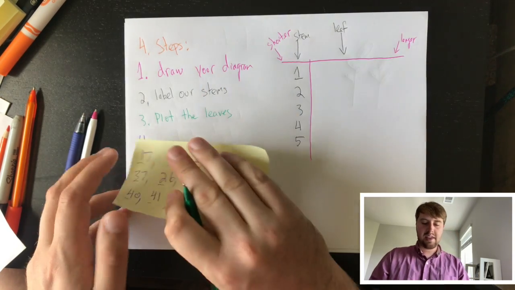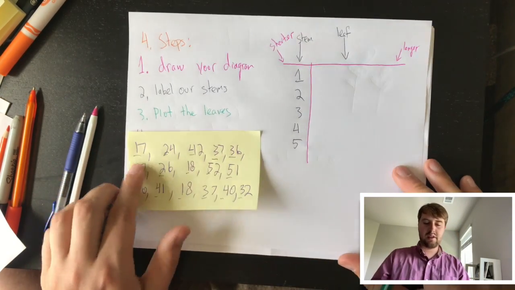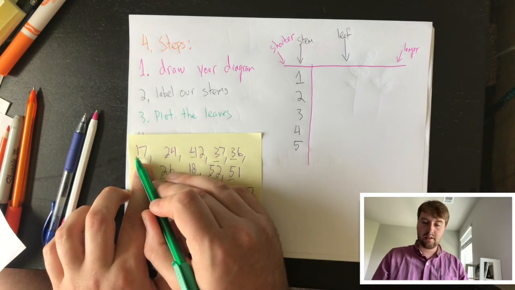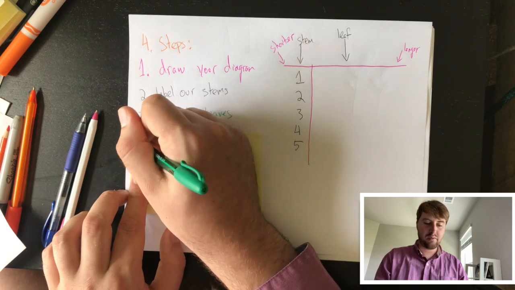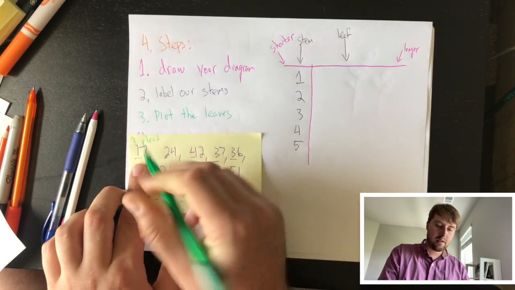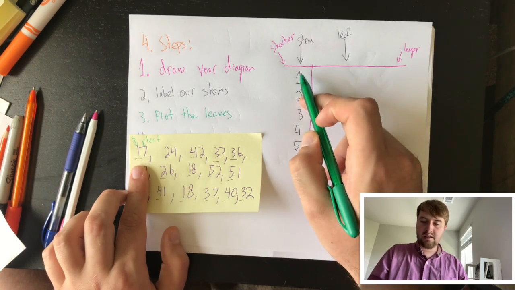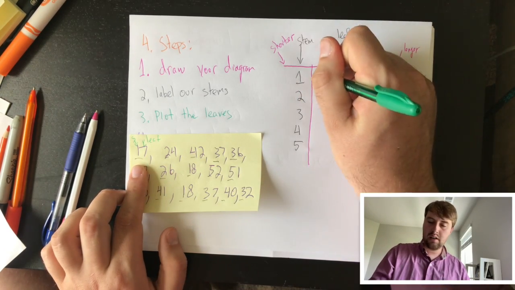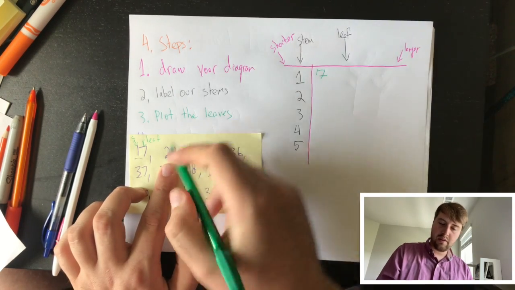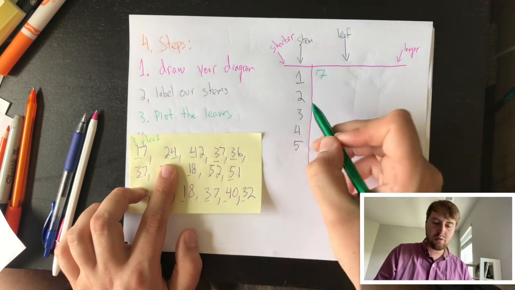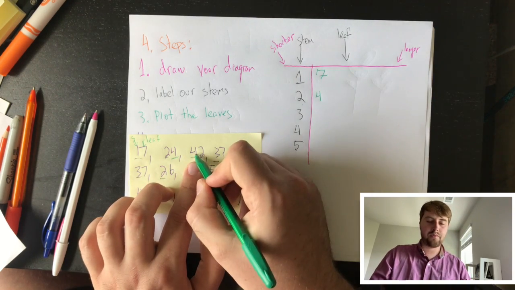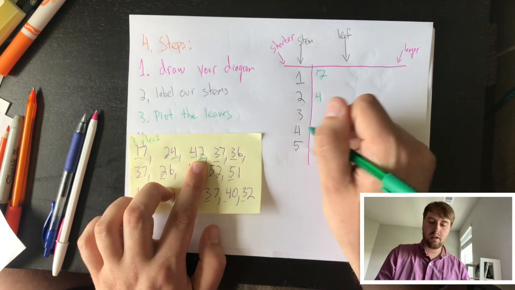Now what that means is we're just going to put the second digit, or the last digit, under whatever stem it goes in, which is the first digit. So if we look at 17, we have our stem and our leaf. We're going to go to where the 1 is under the stem, and we're going to put our leaf, which is 7. Do the same thing with the next one. The stem is a 2, our leaf is a 4. The third one, our stem is a 4, our leaf is a 2.